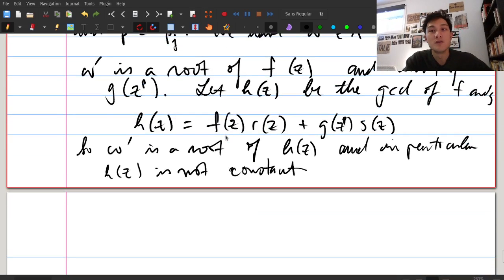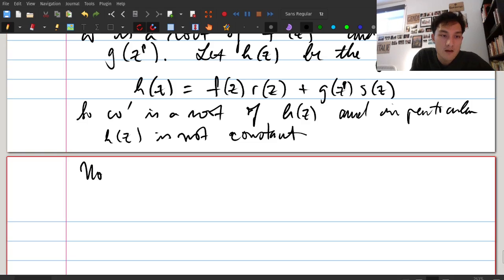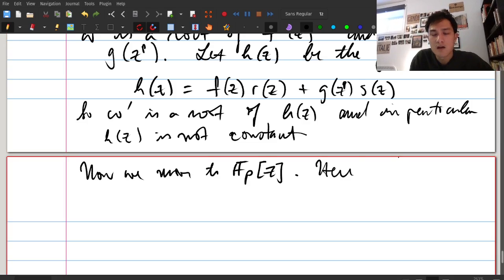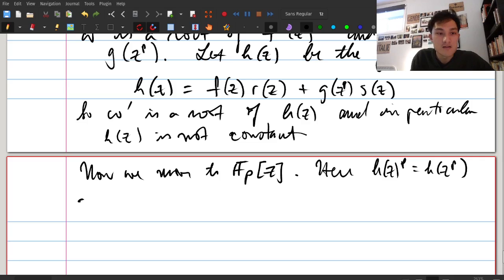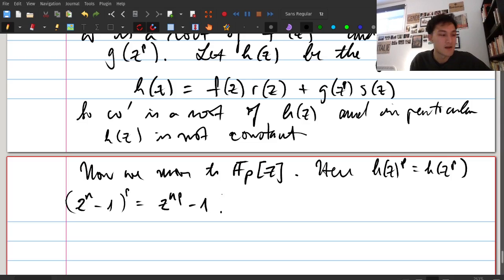Now we move to F_p of z. Remember we proved above that h of z to the p is equal to h of z to the p. That's the lemma that we proved earlier. And also there's this, it's the same thing, z to the n minus 1 to the power p is equal to z to the np minus 1. So we applied the lemma twice.